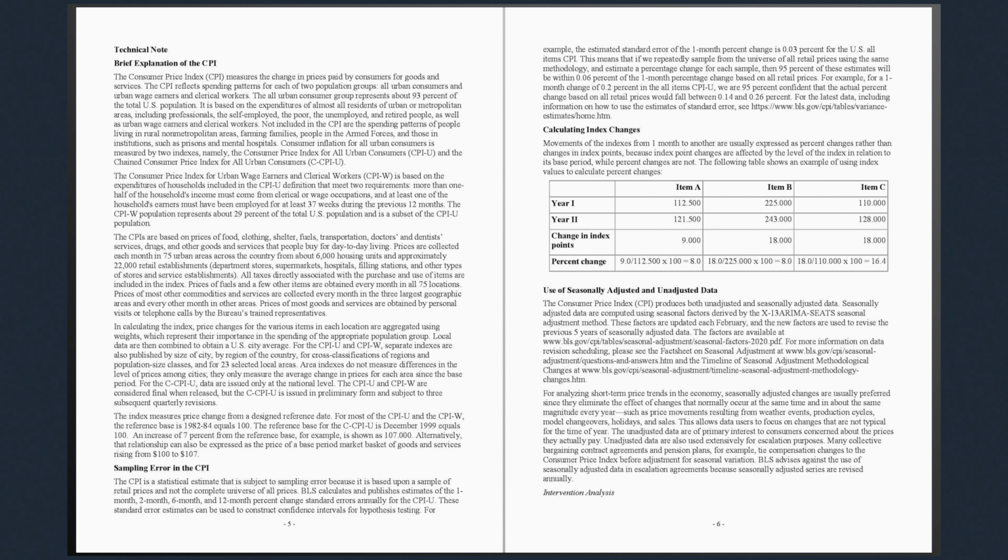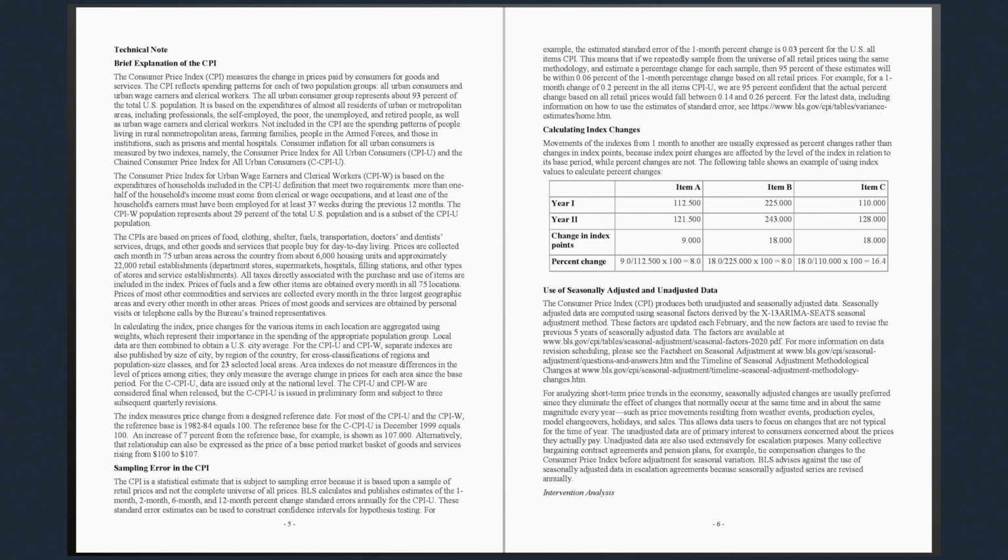Local data are then combined to obtain a U.S. city average. For the CPI-U and CPI-W, separate indexes are also published by size of city, by region of the country, for cross-classifications of regions and population size classes, and for 23 selected local areas. Area indexes do not measure differences in the level of prices among cities, they only measure the average change in prices for each area since the base period. For the C-CPI-U, data are issued only at the national level.